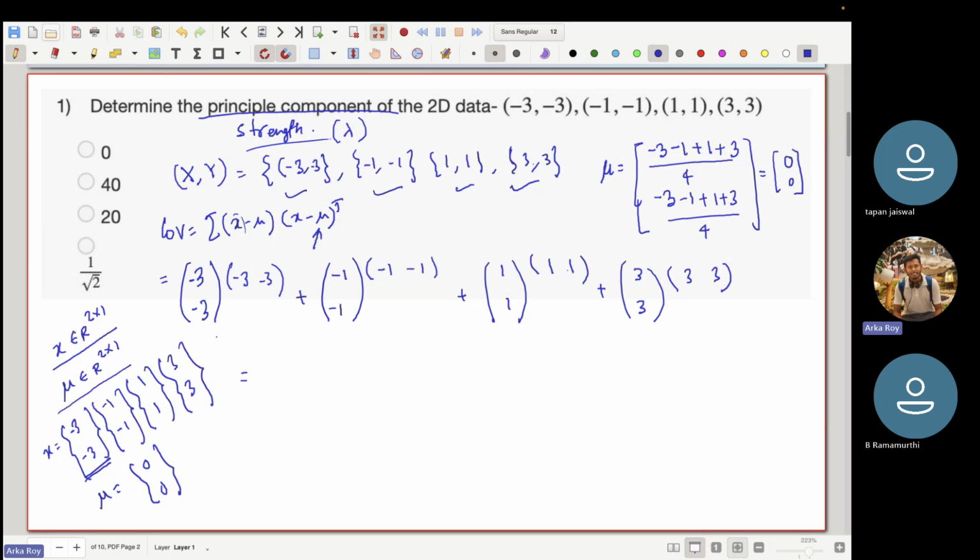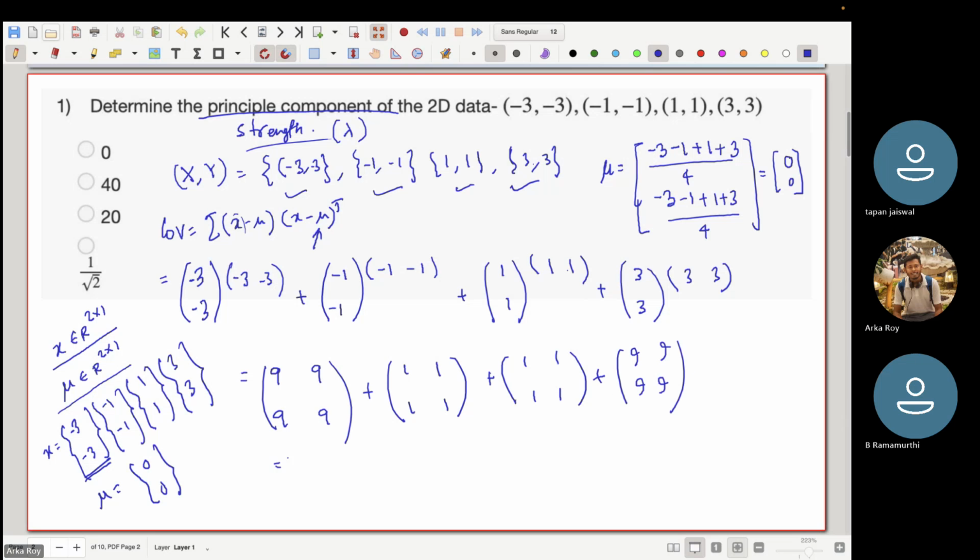Now we have to do the matrix multiplication, followed by adding them up. So -3 times -3 would be 9, and similarly here it would be 9, 9, 9. Then you have 1, 1, 1, 1, and then again 9, 9, 9, 9. If you add them up, it is 18 plus 2, 20. In each of the cases you'll get 20, 20, 20, 20. This is what your covariance matrix will look like.